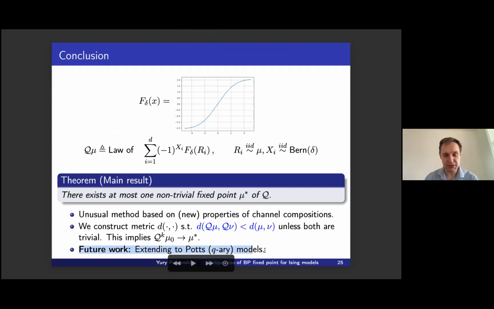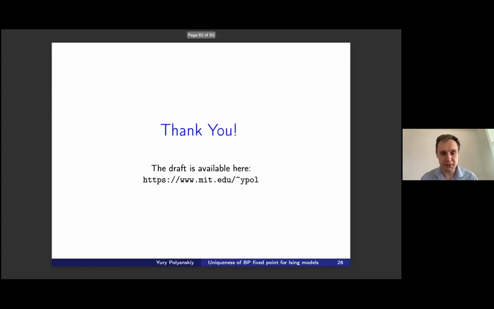Okay, so let me ignore all the rest and just finish with conclusions. One future work we are interested in is extending this to query models, but we are not there yet. And thank you very much. You can find the draft with full details on my homepage.